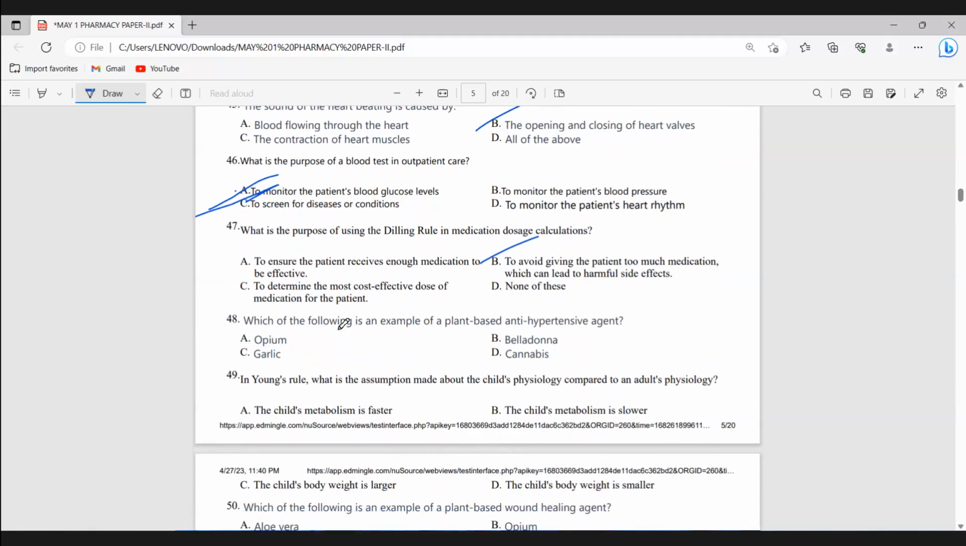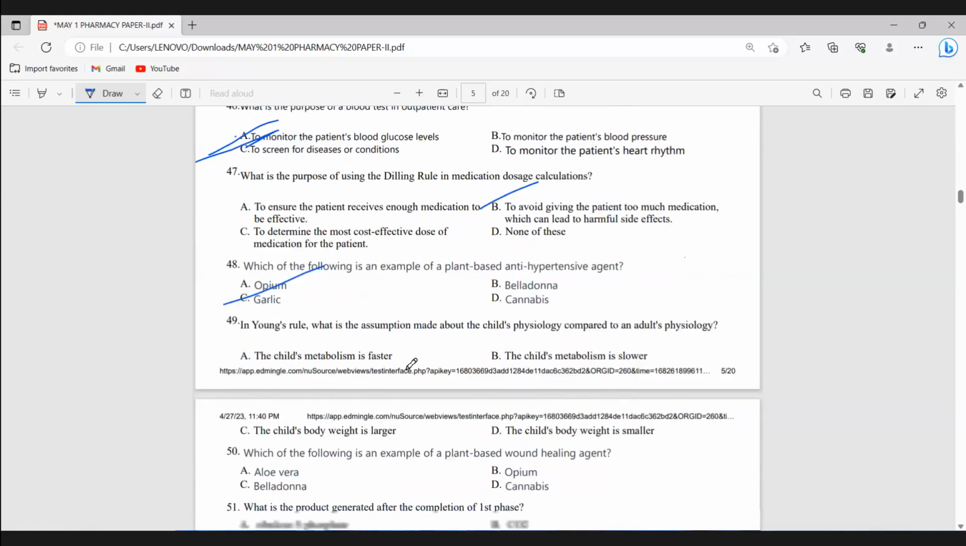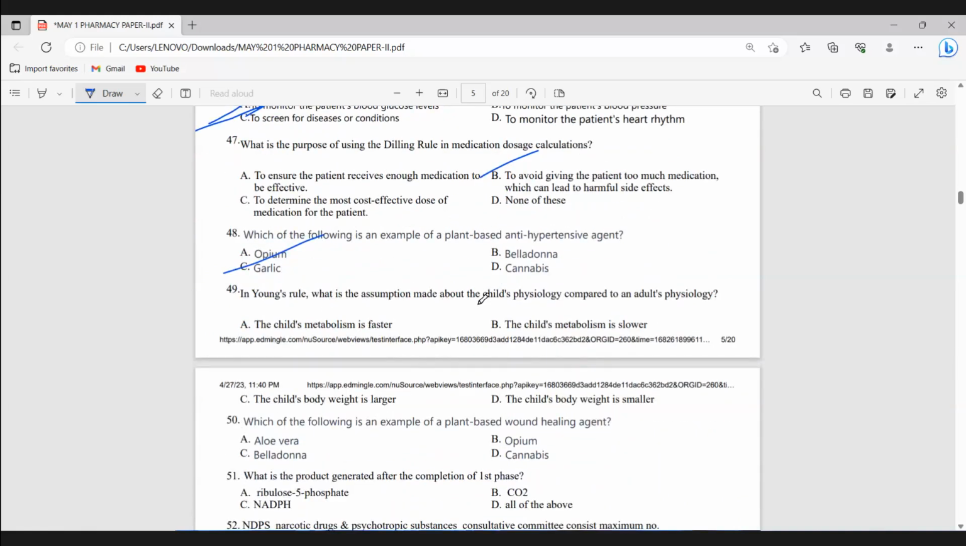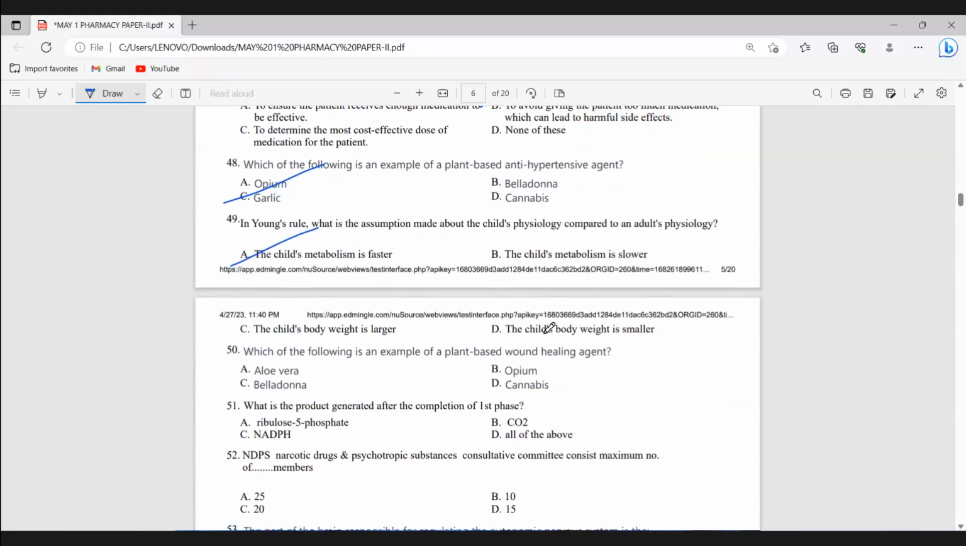Then 48, which of the following is an example of plant-based antihypertensive agent? Garlic. Then 49, in Young's rule, what is the assumption about child's physiology compared to adult's physiology? Child's metabolism is faster. Then 50, which of the following is an example of plant-based wound healing agent? Aloe vera.